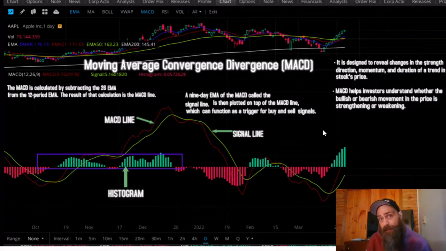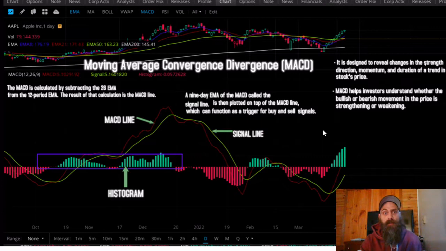All right, now that you got that out of the way, let's talk about why we use the MACD and how we use it. Well, it was designed to reveal changes in the strength, direction, momentum, and the duration of a trend in a stock's price. It's going to help investors like you and I understand whether the bullish or bearish movement in the price is strengthening or it's weakening. Very important for us to understand how to use this when entering and exiting a trade.